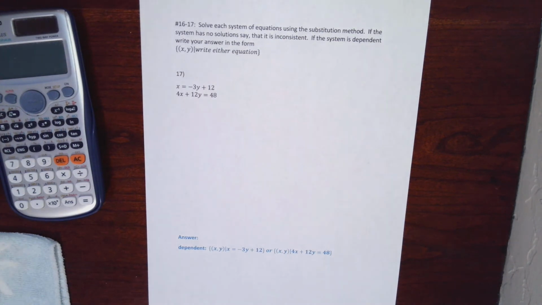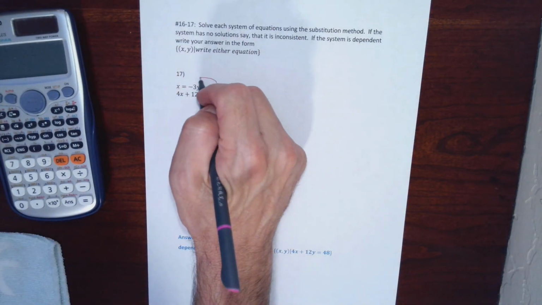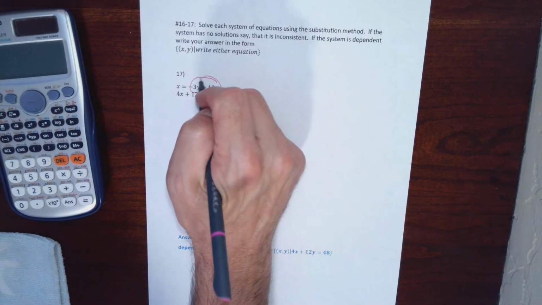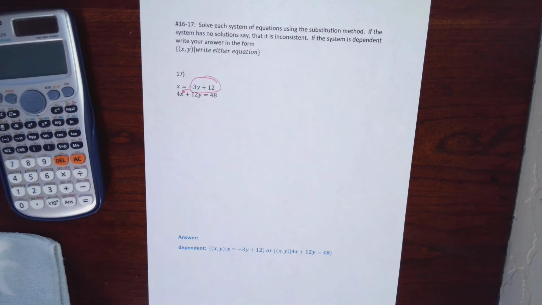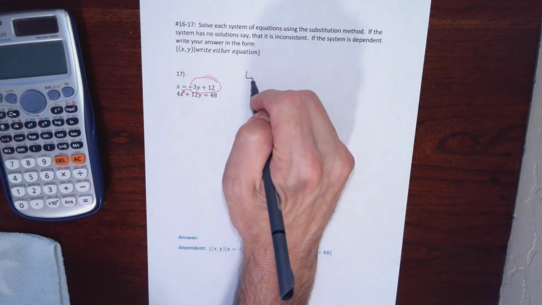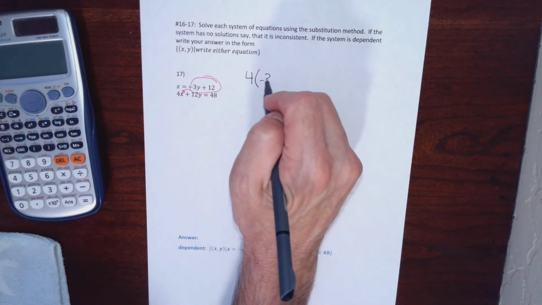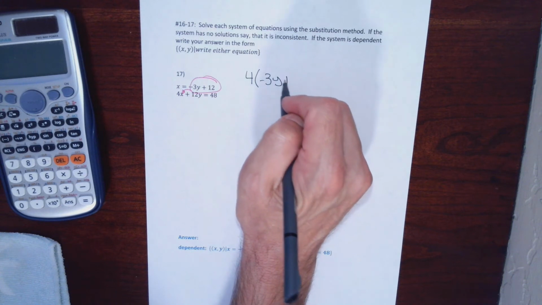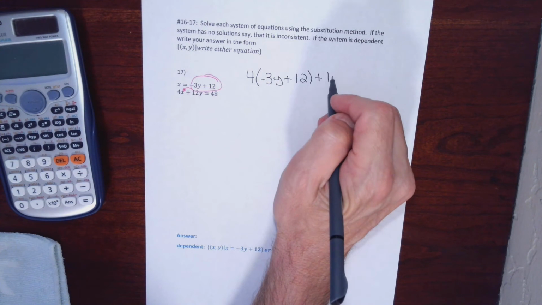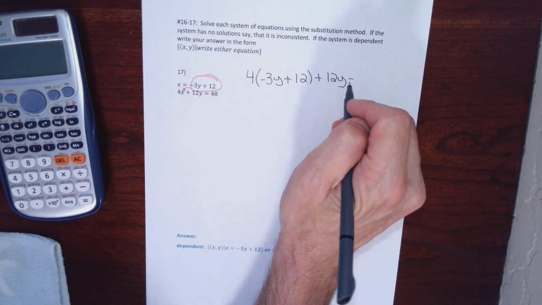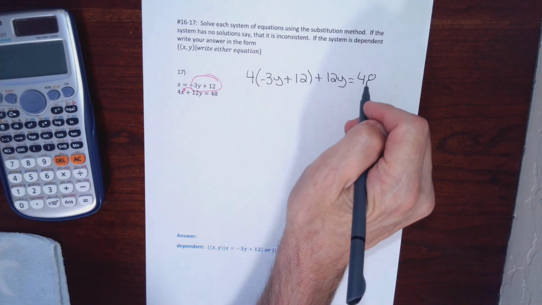Problem 17 asks me to solve by the substitution method, and it's already set up to substitute. The reason I set it up to substitute is because the end is the tricky part. So in problem 17, I'm going to substitute the top equation into the bottom equation. I'm going to replace the x in the bottom equation, just like I did in problem 16, and then start doing my algebra.